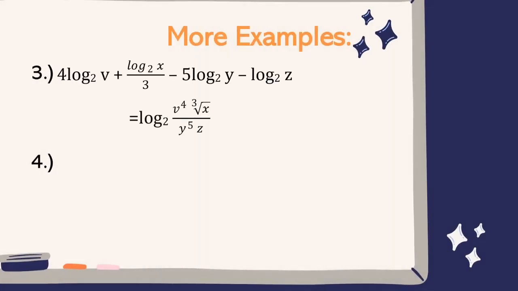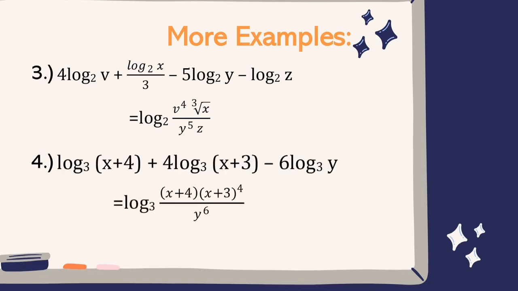Example number 3. 4 times the logarithm of v to the base of 2 plus the logarithm of x to the base of 2 over 3 minus 5 times the logarithm of y to the base of 2 minus logarithm of z to the base of 2. Just like before, we determine the rules and apply them. Therefore, its condensed form is the logarithm of v raised to the power of 4 times the cube root of x over y raised to the power of 5 times z to the base of 2.